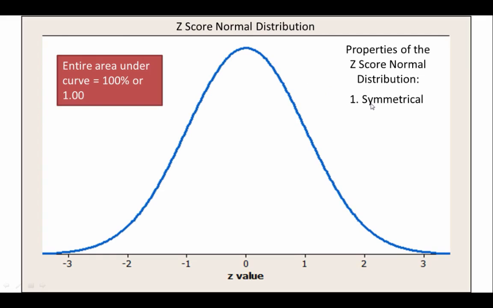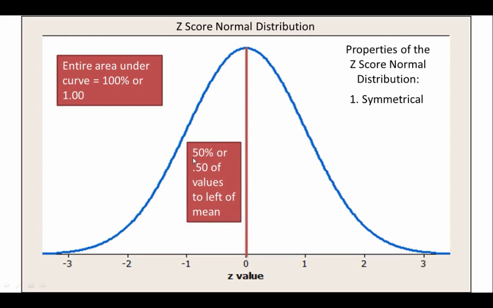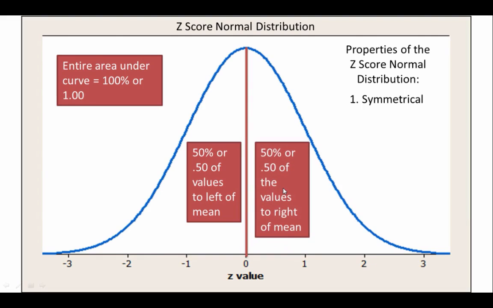Now, the fact that it's symmetrical means that if we drew a line down the center of this distribution where it ends at 0, which is equal to the mean of the z-score distribution, a mean of 0, then 50% or 0.50 of the values occur to the left of the mean, and 50% or 0.50 of the values occur to the right of the mean. So in other words, that line splits the distribution exactly in half because it's symmetrical.